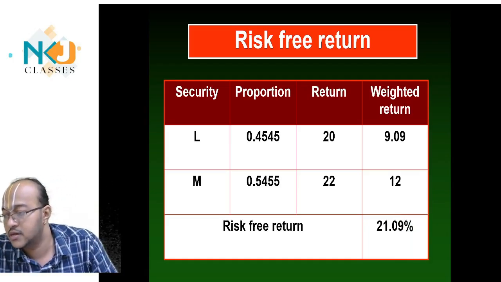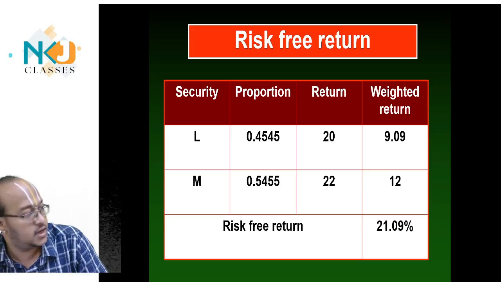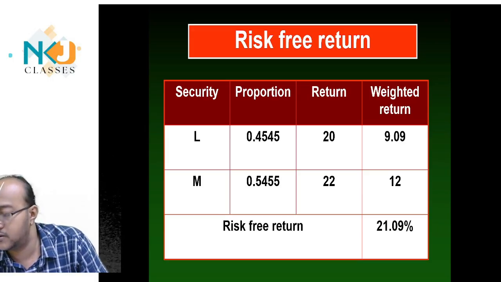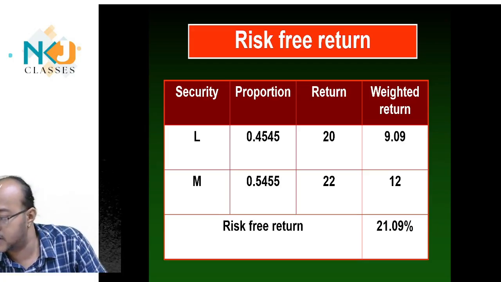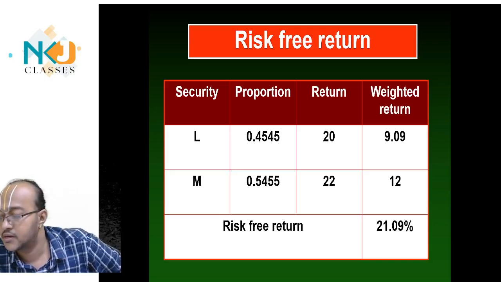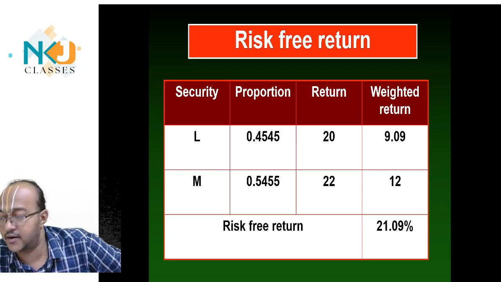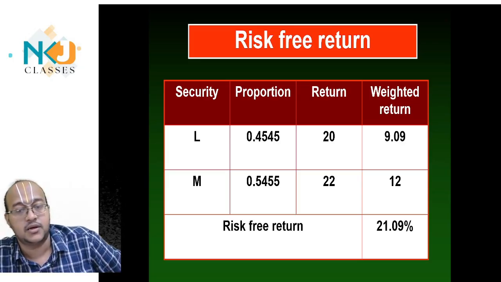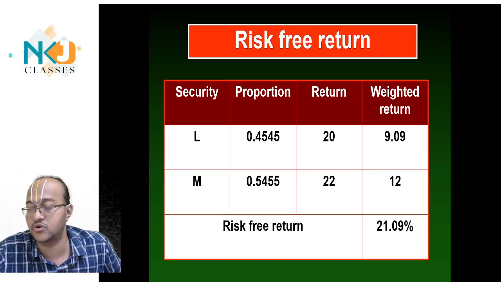Are you all observing? See, a classic thing is happening. Individually, return of the L is 20%. Sigma L is 18%. Which security has the highest risk in the question? Sigma L. And observe the return of the L, 20%. Individually, L is having maximum risk and return is only 20%.